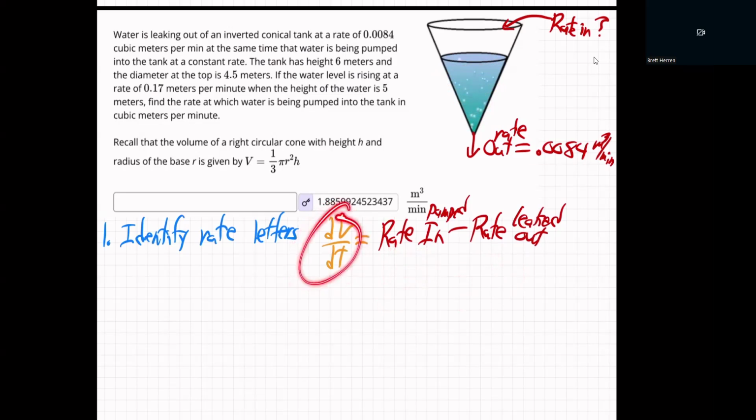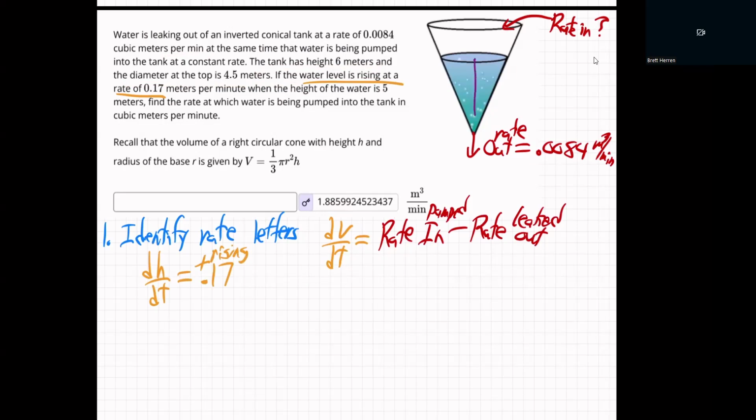So V is one of our rate letters, kind of on the back end. And then the other one, you've got to read carefully. It says the water level is rising at a rate. There it is, at a rate. The water level is rising, so that's the height of the water. dH/dt, the change in the water height, is positive because it's rising. The height is growing. So let's go put that on our diagram.